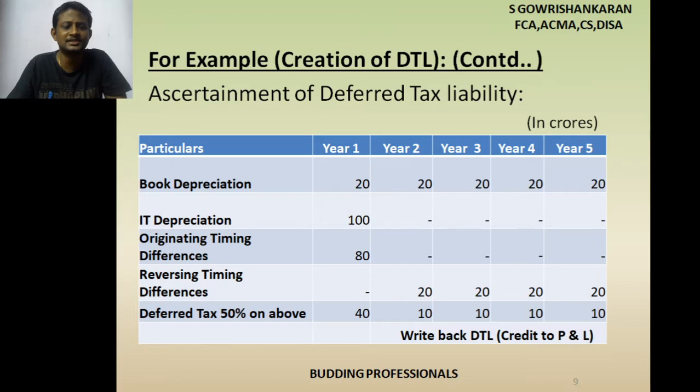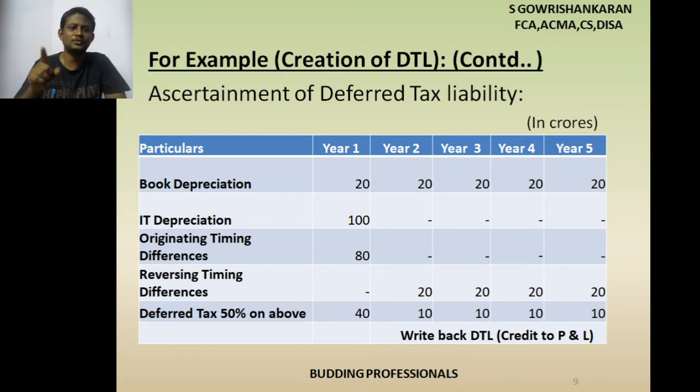What is this deferred tax liability? What am I going to do? I am going to account it as an expense. Why? Because of consistency and also the matching concept. The matching concept is not followed, so I am bringing that matching concept now.